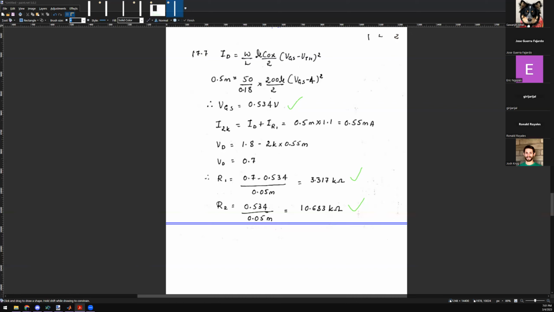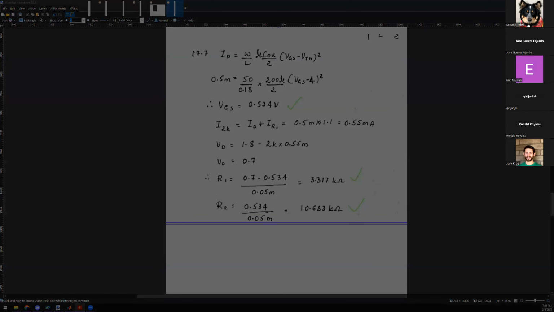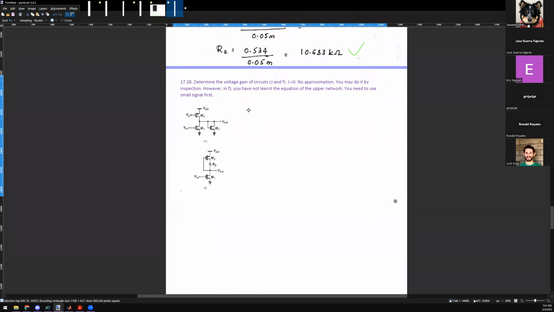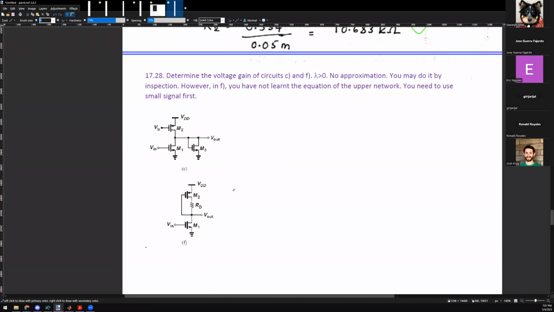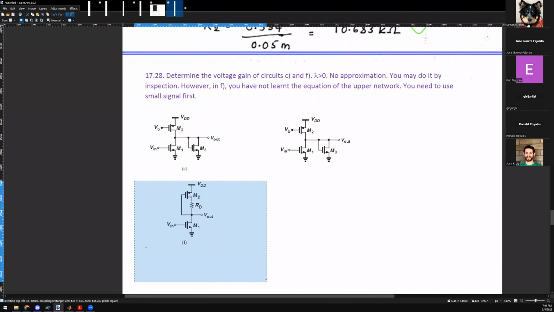Can I find the small signal model? Wait, sorry guys. Oh, found it. Wait, sorry. Which problem? Quickly? You guys want to do 17.28? Yeah, okay. 28. Oh, there's one. Okay. So there's a few things we have to prove here. So let me just do C for you guys.